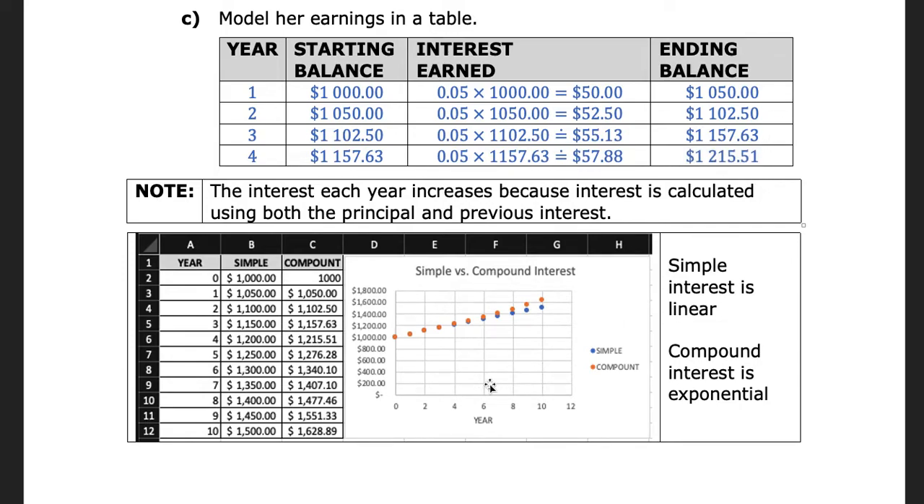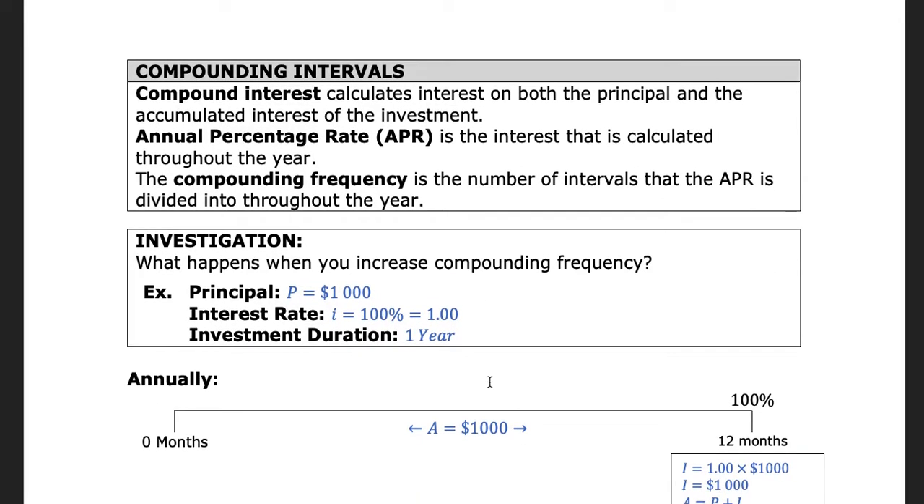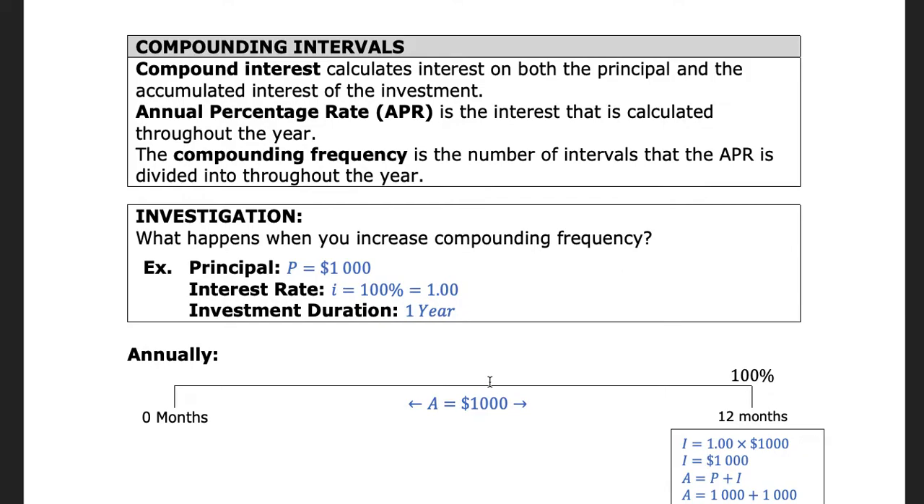So investments in general, a good strategy are long-term investments to take advantage of exponential growth to see more dramatic changes. So things like your registered retirement savings plan, it's good to start early so that you gain the benefits of this exponential growth. And we'll investigate this later in this chapter. Next, I mentioned compounding intervals.